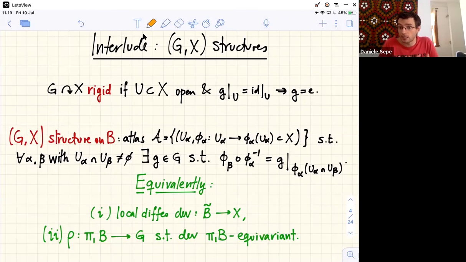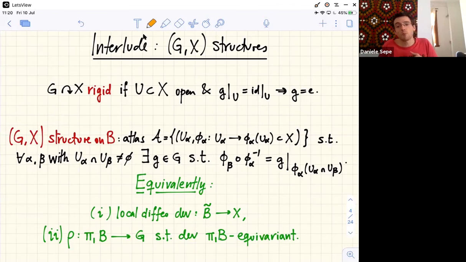So let me give you something more intrinsic. You can codify a GX structure equivalently as follows. You have a local diffeomorphism from the universal cover of B to X. And now you have a representation of the fundamental group of B to G, so that this map is equivariant with respect to the fundamental group. Remember that the fundamental group acts on the universal cover. And now, using this representation, it will act on X. And now I want this map to be equivariant with respect to these actions. And you can check that these two things are analogous.